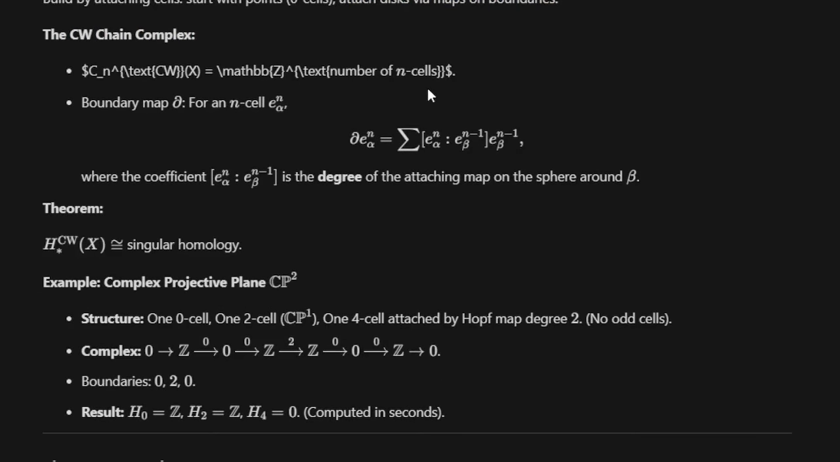And so I have no idea what's going on here, but that should be for the CW chain complex. Let me see what's going on here.